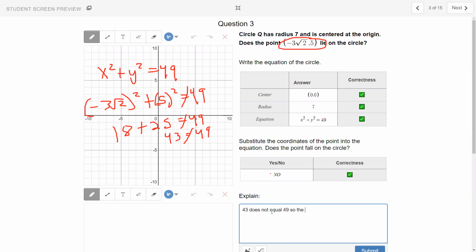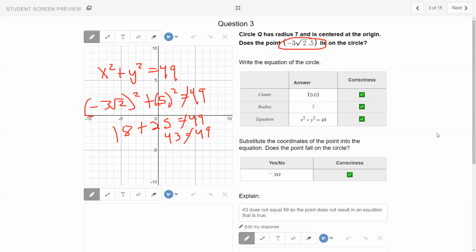So the point does not result in an equation that is true. Okay, you'd have to get 49 equals 49 in order for it to work. All right, next one.